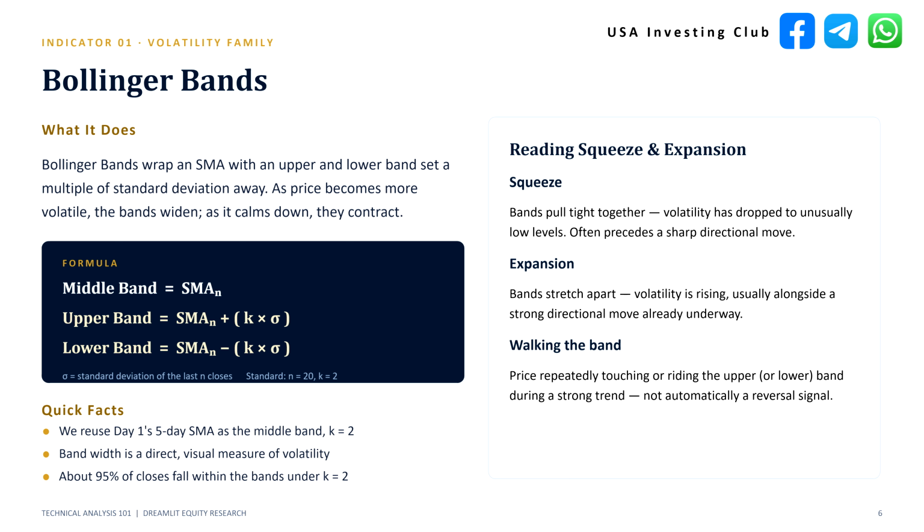And there are 3 distinct ways to read the bands in motion. A squeeze is when the bands pull tight together, meaning volatility has dropped to unusually low levels, often a precursor to a sharp directional move. An expansion is when the bands stretch apart, meaning volatility is rising, usually alongside a strong directional move already underway. And walking the band is when price repeatedly touches or rides the upper or lower band during a strong trend. On its own, that is not automatically a reversal signal, a point we'll return to when we cover limitations.